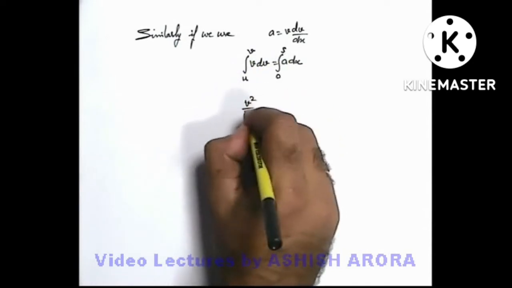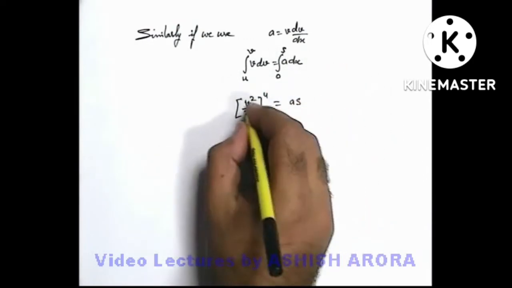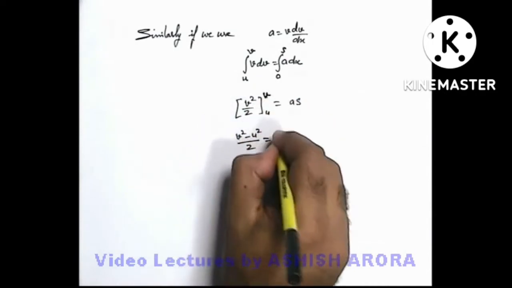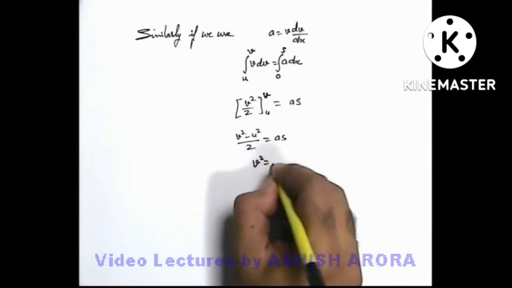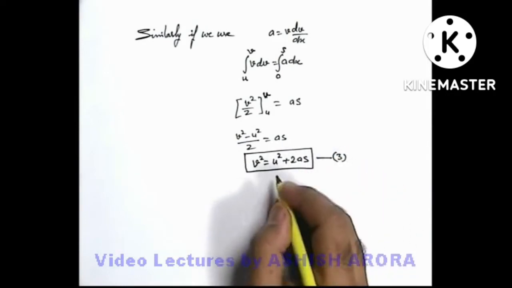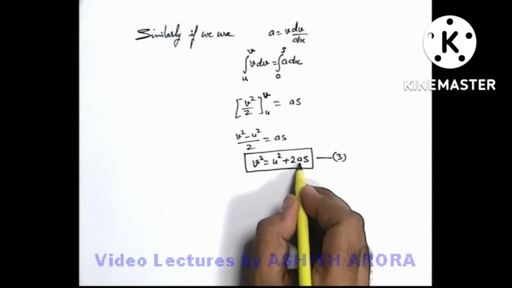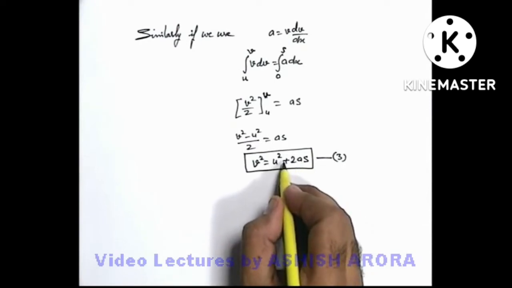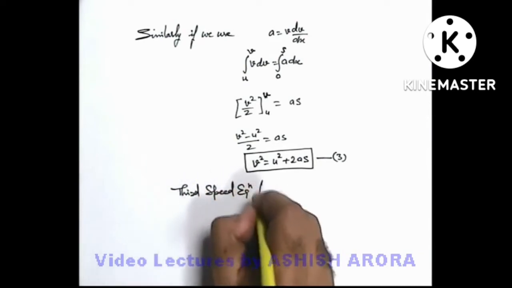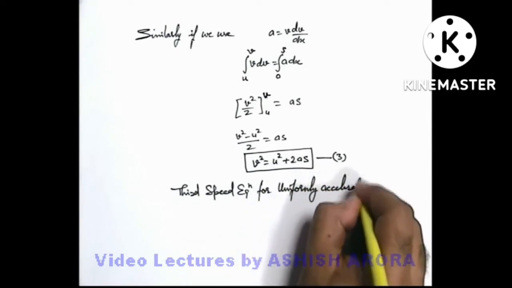So here it will be v square by 2, and we apply limits from u to v, and on the right hand side we get a into s. So here the left hand side will become v square minus u square by 2 is equal to as, or we can write v square is equal to u square plus 2as. This equation gives us the velocity of the particle after covering a displacement s if it was moving with a uniform acceleration a and with the initial speed it was started with, u. This equation we write as the third speed equation for uniformly accelerated motion.